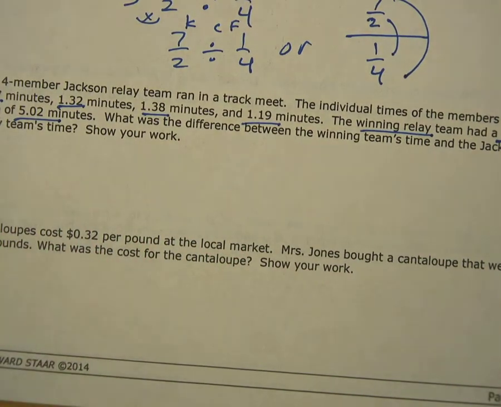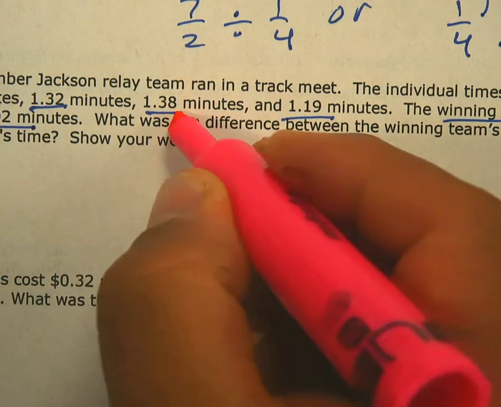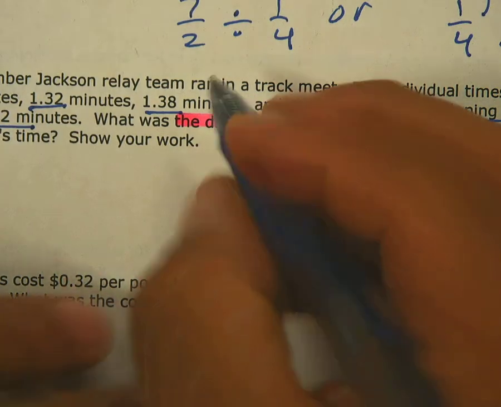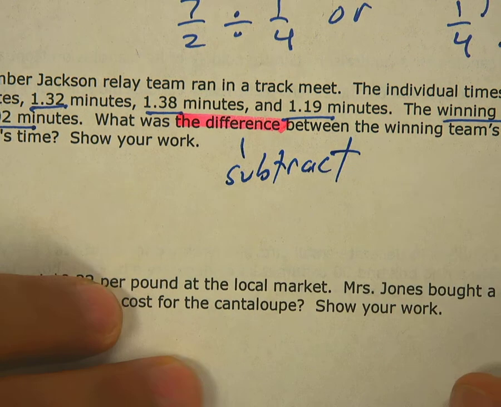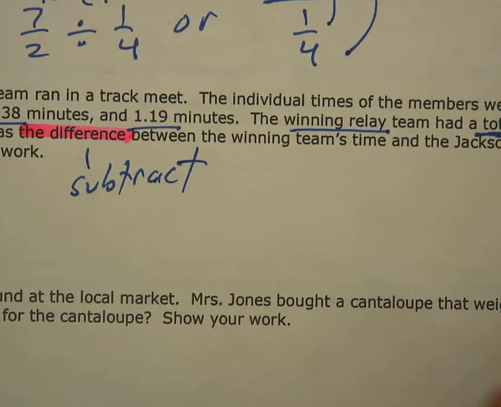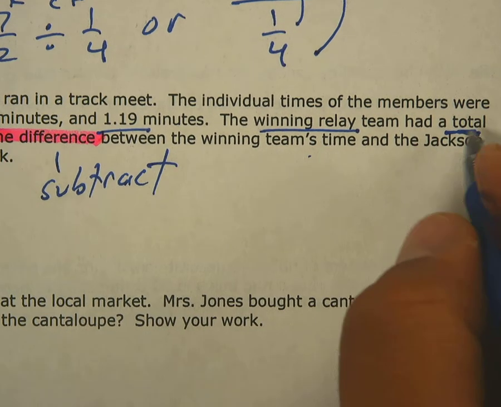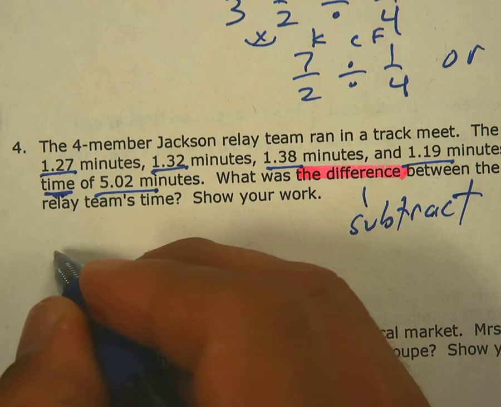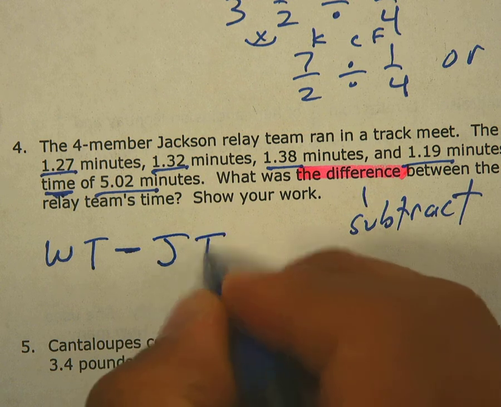The key word here, at least the math word, is difference. La diferencia. Difference means subtract. So I'm going to subtract. What am I going to subtract? It says there, winning team and Jackson's relay team. So you're going to subtract, I'll put WT, winning team minus Jackson's team.